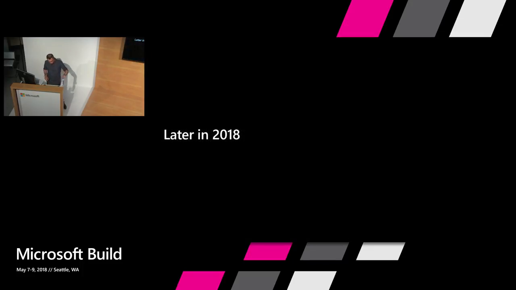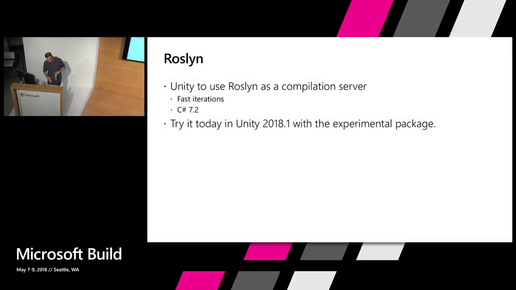A quick word about what's coming later in 2018. Unity is currently working on using Roslyn as a compilation server. Developing a Unity game is a very iterative process, except when you have a large game and it takes a long time to recompile your game after each change that you make. With this, you'll have a much faster iteration time developing Unity, and it will bring you C# 7.2 to write your Unity games. And you can try it today in 18.1 with the experimental package.